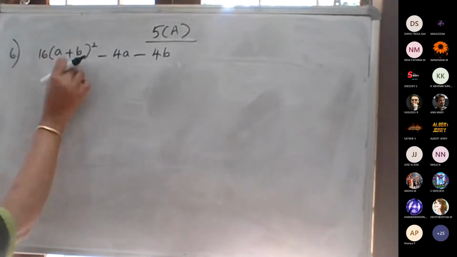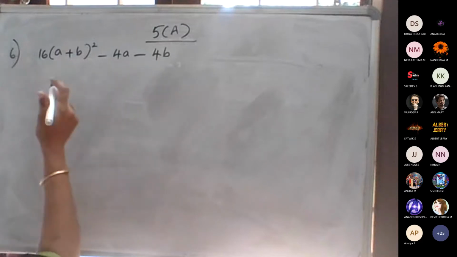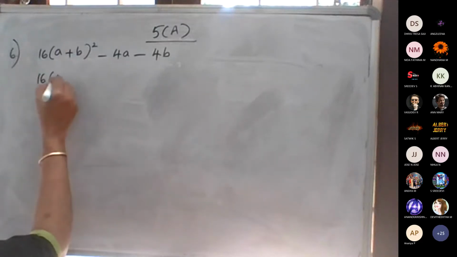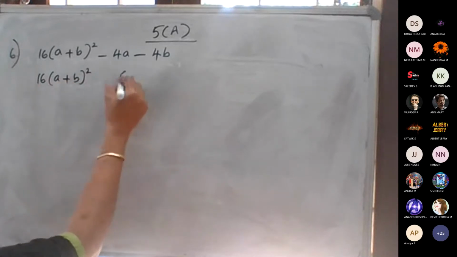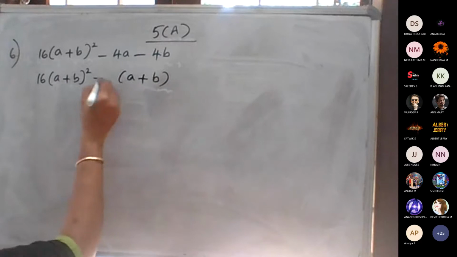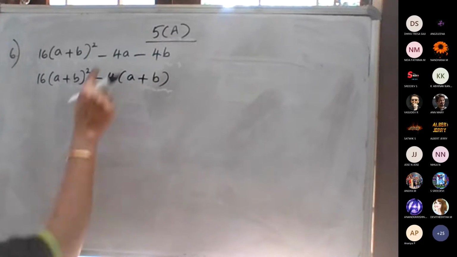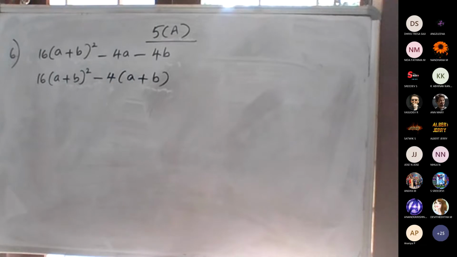So (a plus b) whole square is there. So depending upon that, look at that and do it. First step, (a plus b) whole square. So the same (a plus b) we can take. Negative 4 if we take common, both the negatives are there. So negative 4 if we take, we will get (a plus b). Then from the two terms, which one can we take common?